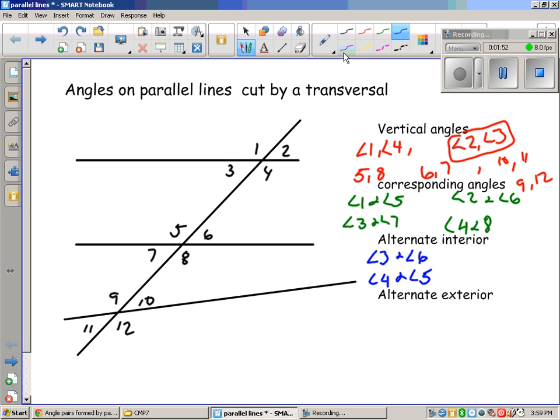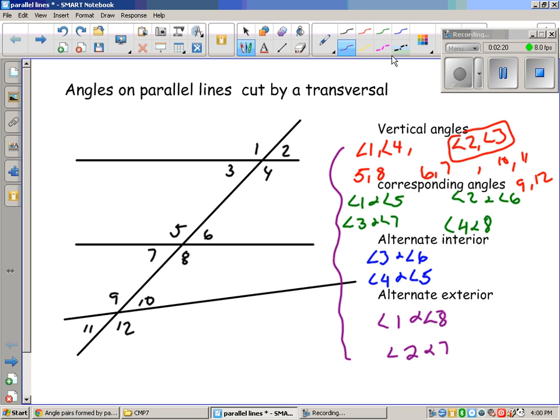Alternate exterior angles would be angle 1 and angle 8, angle 2 with angle 7. Now the important thing about all of these is they are all congruent. Vertical angles, corresponding angles, alternate interior angles, and alternate exterior angles are congruent.